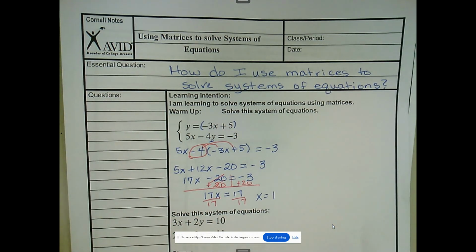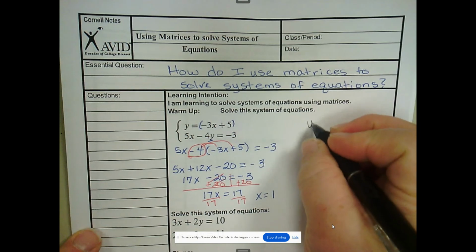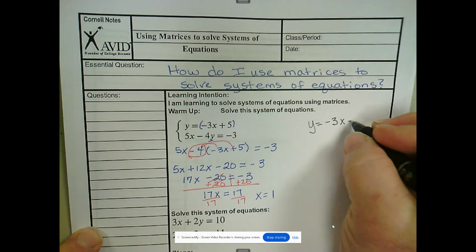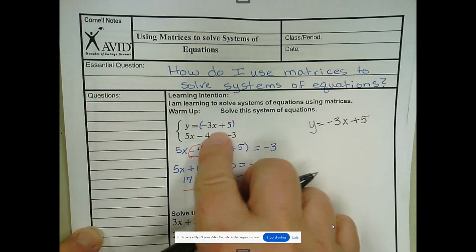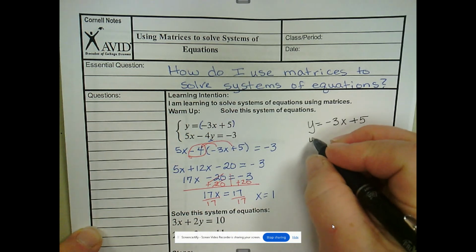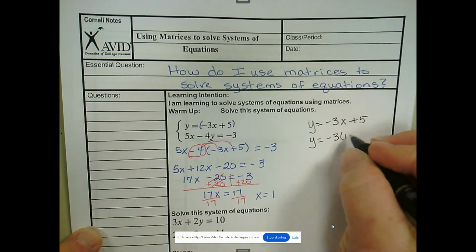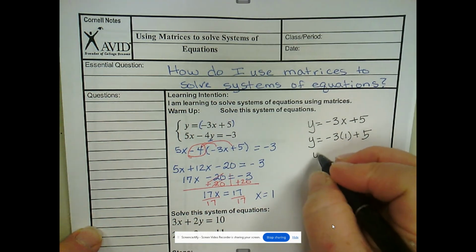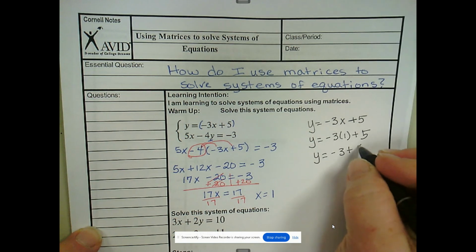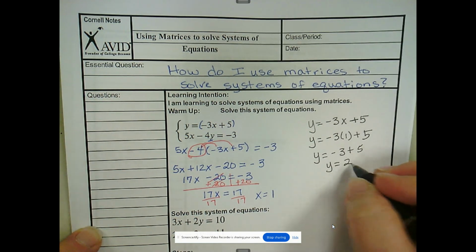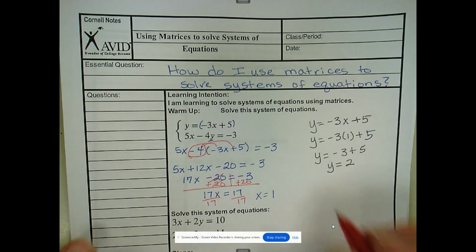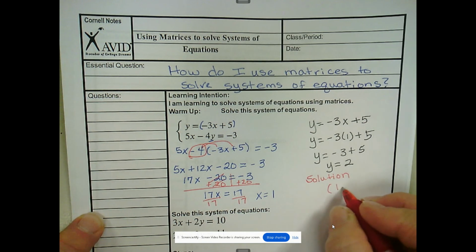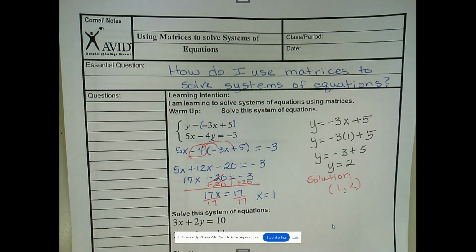So now I've got to find y for that coordinate point. I'm going to use the first equation, but I know that x is 1. So I'm going to substitute it in. So y is equal to negative 3 plus 5. Y is equal to 2. So our solution is the point 1, 2. That's where those two lines intersect.